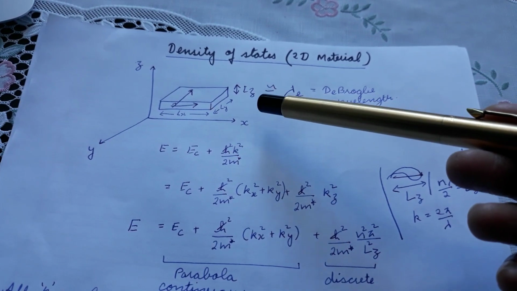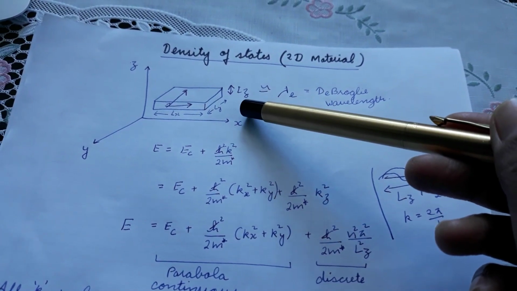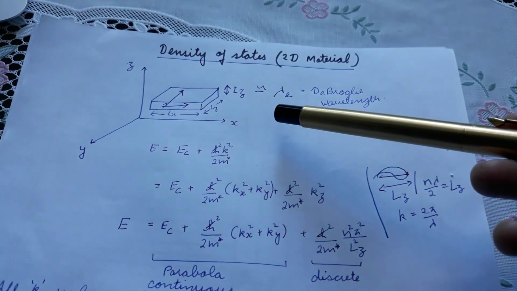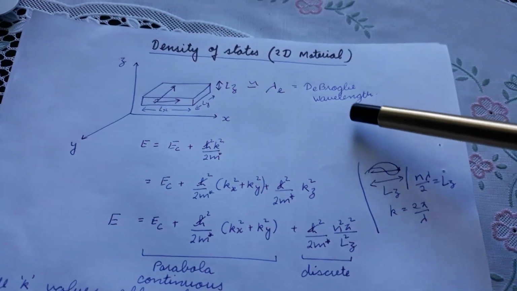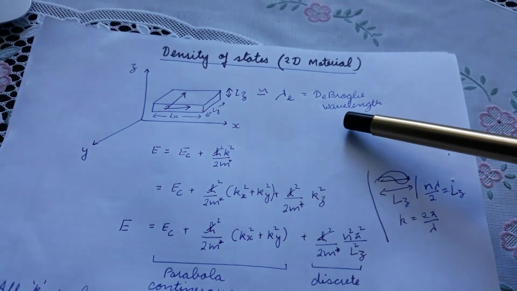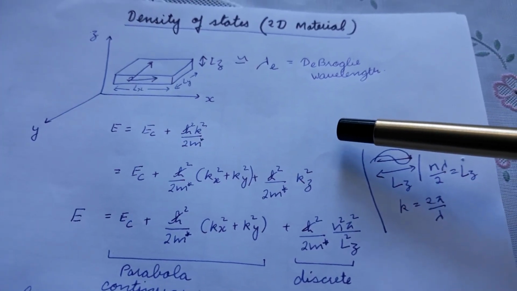So what does confinement mean? It means that the length of that direction, of that structure, should be of the order of de Broglie wavelength, so that the electron, when it is moving in that particular direction, feels confinement and its energy levels are quantized.